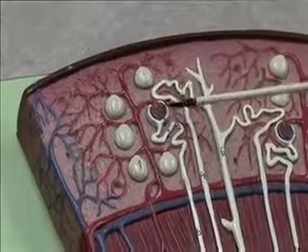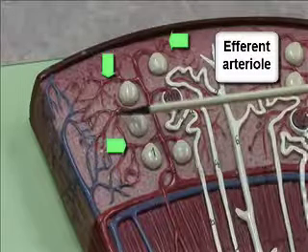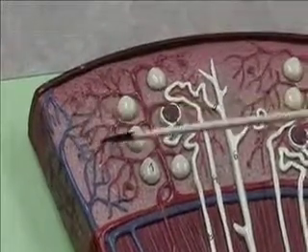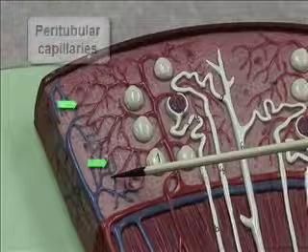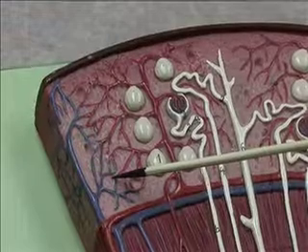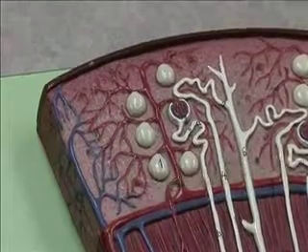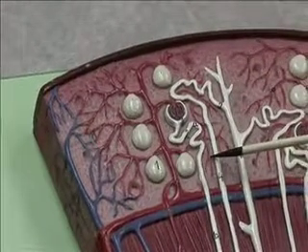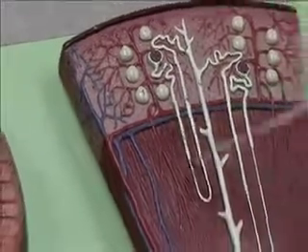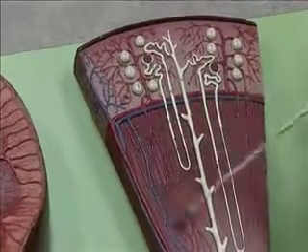From there, blood will pass through into an efferent arteriole and go into a network of peritubular capillaries. Peritubular capillaries are only found out in the cortex, and they surround the proximal and distal tubules. You can also see a vascular network in the medulla that follows the loops. This is the vasa recta.